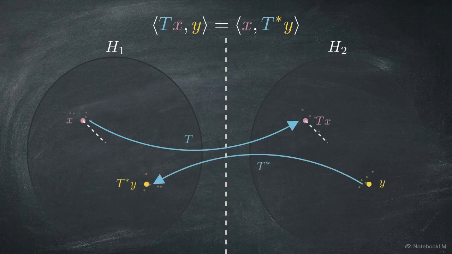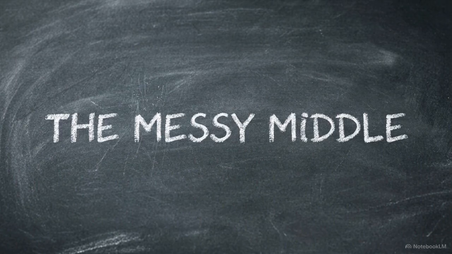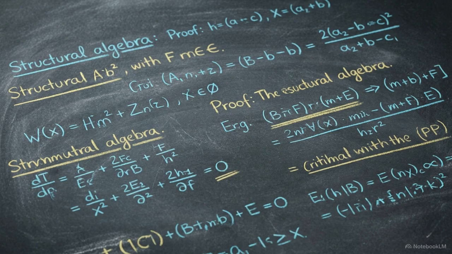The adjoint acts as a bridge. It allows us to move an operator from one side of the inner product to the other, while maintaining a consistent relationship between the vectors in the space. Defining the symbol is only the first step. According to Theorem 3.9-2, we must prove that this adjoint actually exists for every bounded operator and that it is uniquely determined.